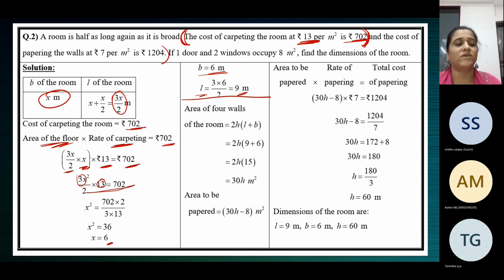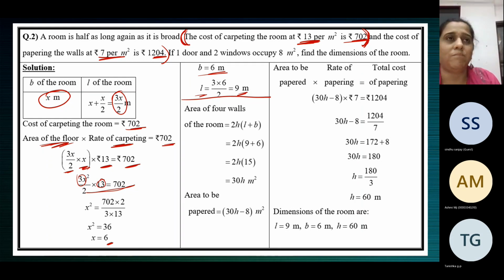To find the height of the room, they have given you the rate of papering and the cost of papering. Because papering is done on the walls. Papering, wallpaper. Sometimes we distemper the walls. Sometimes we stick a paper, right? We stick the wallpaper. So that's another way of decorating the wall. So we can decorate the wall by painting, by distempering. So now you have wallpapers. There are so many other options available now. So here the walls are papered. Rate is 7 rupees per meter square and cost is 1,204 rupees.